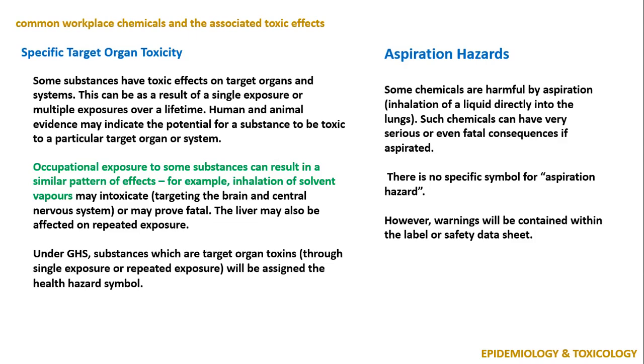The next category of chemical is the aspiration hazard. Some chemicals are harmful by aspiration. Aspiration is the inhalation of a liquid directly into the lungs. Such chemicals can have very serious or even fatal consequences if aspirated. There is no specific symbol for the aspiration hazard. However, a warning will be contained within the label or the safety data sheet. As we saw, the acute toxicity table of category 1 to category 5. So the warning symbol for category 5 has been assigned.